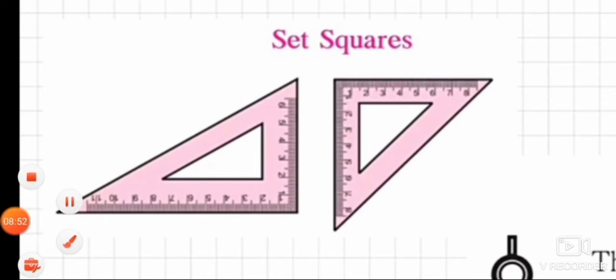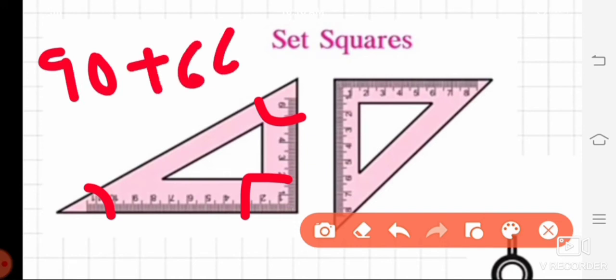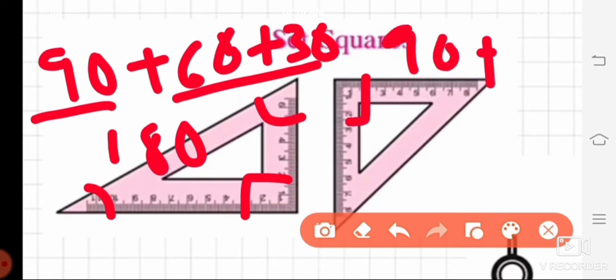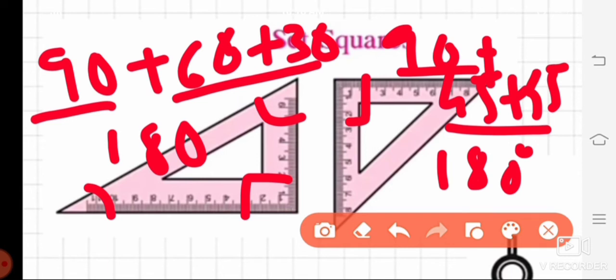Now see here once again. This is 90. How much is this? 30 and 60. So what will be the total addition? 90, 60 plus 30. 90 plus 90, will it give us 180? Now see here, this is 90 plus 45 plus 45. 90 plus 90 again will give us 180. So all the angles, what did I say? All the angles of a triangle, if we add them, it's always equal to 180 degree.